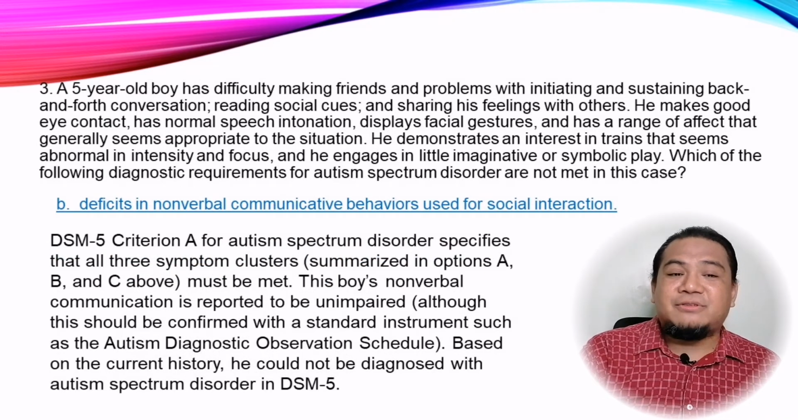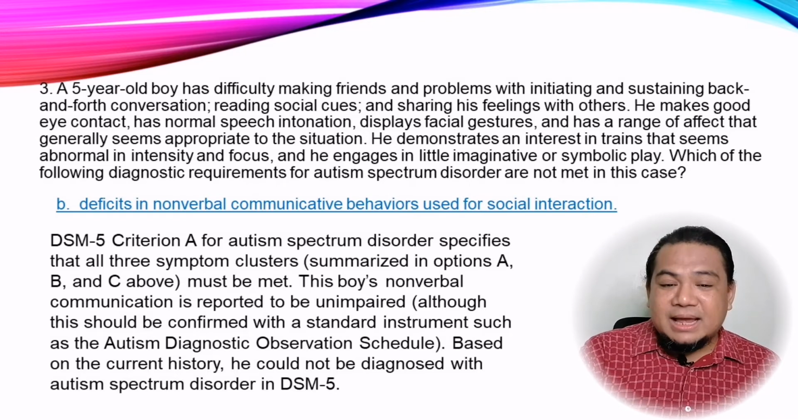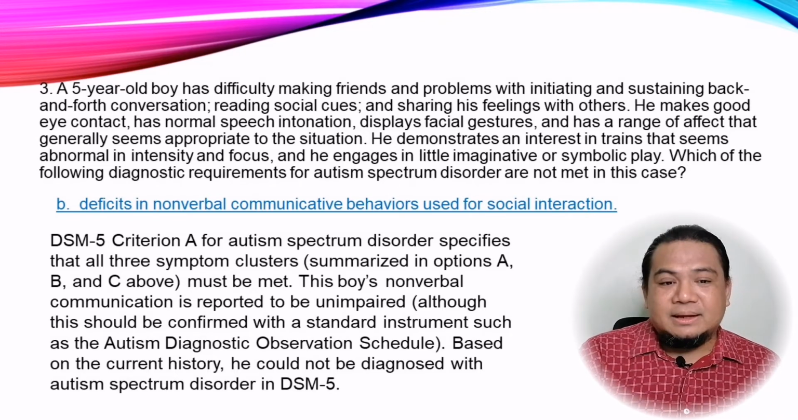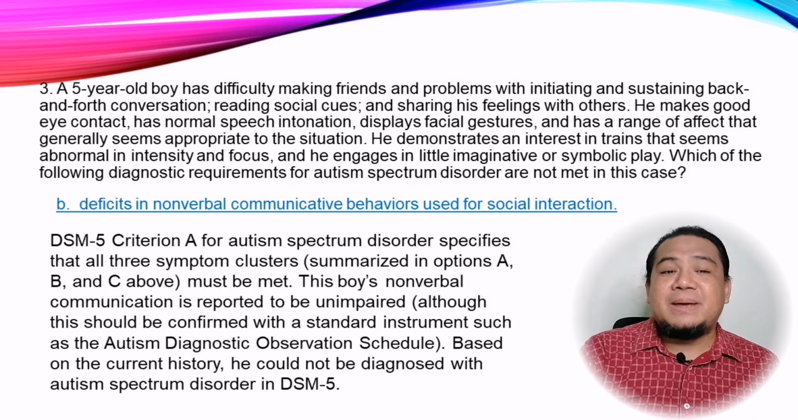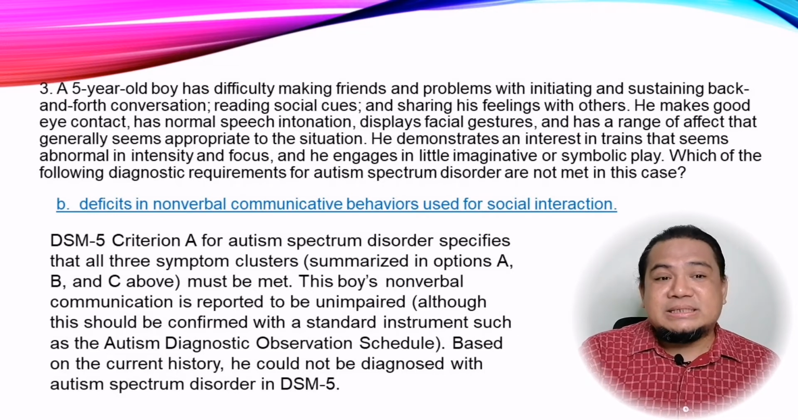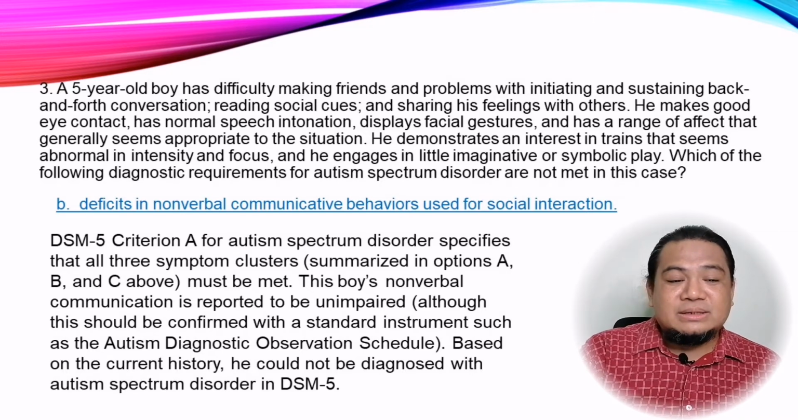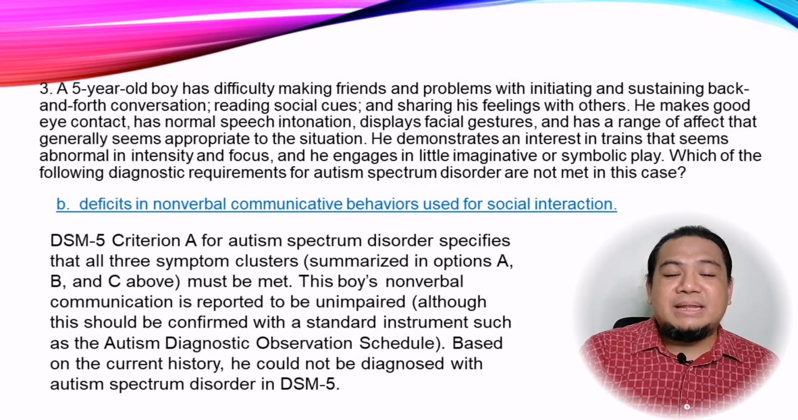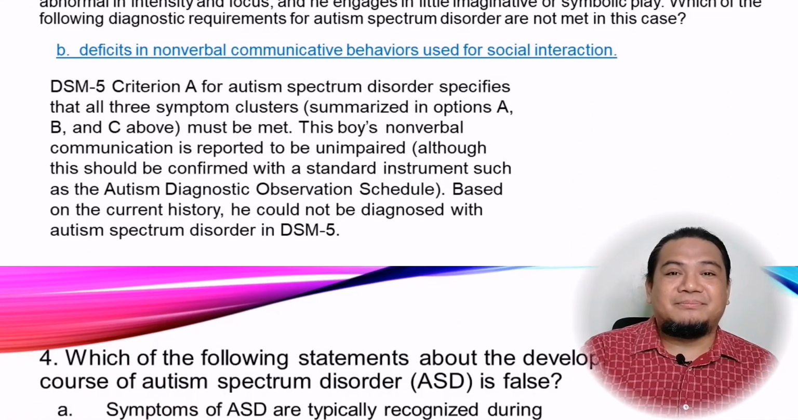DSM-5 Criterion A for Autism Spectrum Disorder specifies that all 3 symptom clusters summarized in options A, B, and C must be met. This boy's nonverbal communication is reported to be unimpaired, although this should be confirmed with a standardized instrument such as the Autism Diagnostic Observation Schedule. Based on the current history, he could not be diagnosed with autism spectrum disorder in DSM-5.